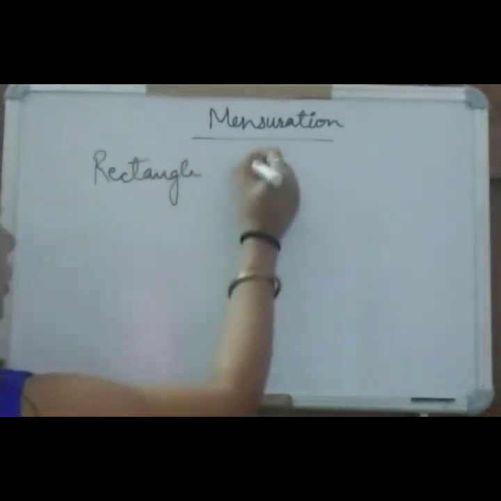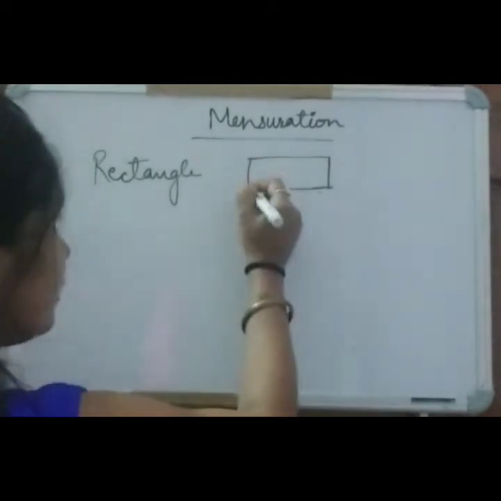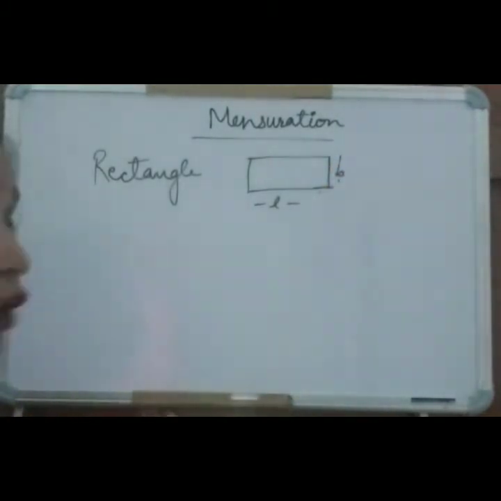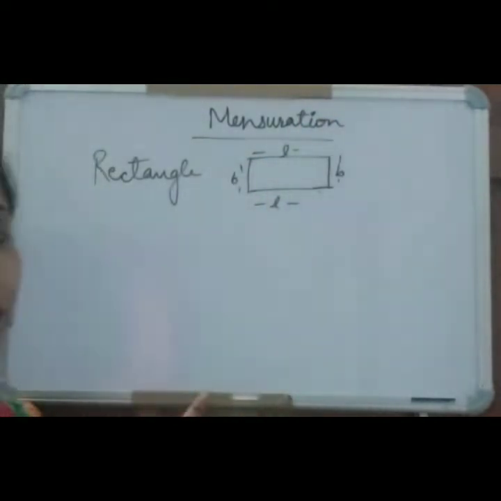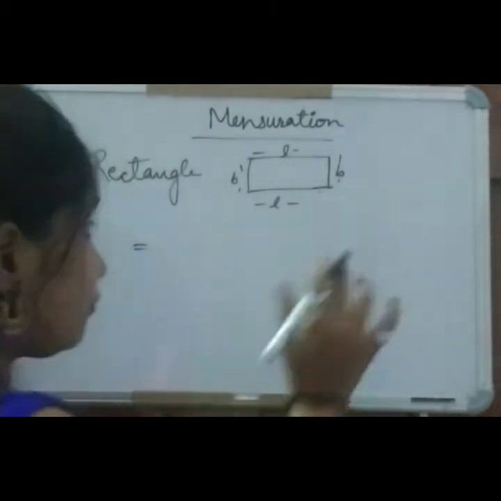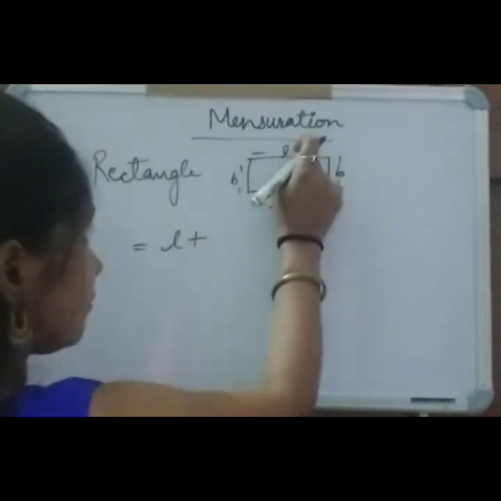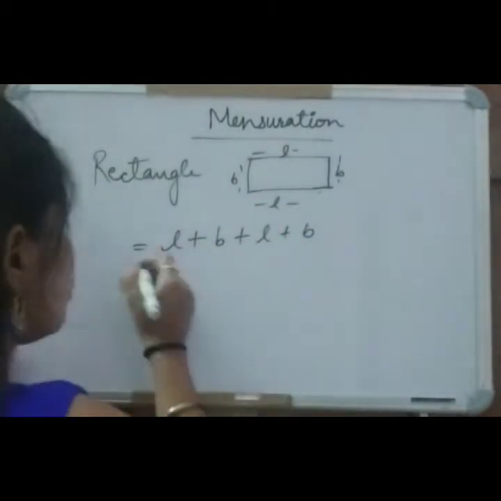Okay, rectangle. If you will see, this is the figure of a rectangle. Yes, opposite sides are equal. This is length, this is breadth. So in a rectangle, opposite sides are equal, means this is length, so this one is also length. This is breadth, this one is also breadth. So how will you find out perimeter? Perimeter is the distance around the figure, so we will add all these. I will start from here, L, then B, then L, then this B.